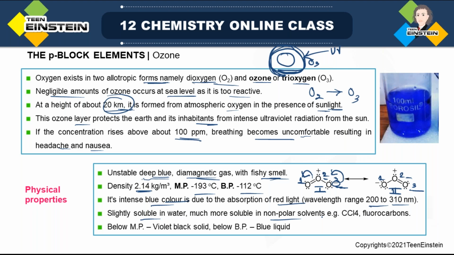If it is below the melting point, obviously now it will be in solid form. Now it is violet black, but it is such an intense color that its appearance is almost black. If it is below the boiling point, now it will be a blue liquid, that you can see here. Blue liquid, that means liquid ozone. Okay. So there are so many differences if we compare the physical properties of O2 and O3, right?